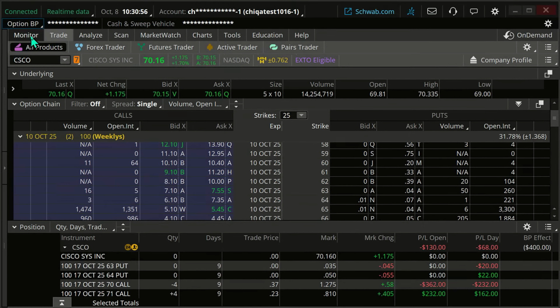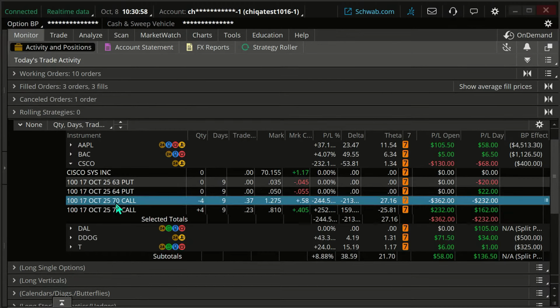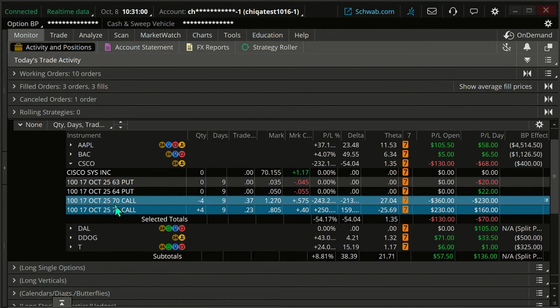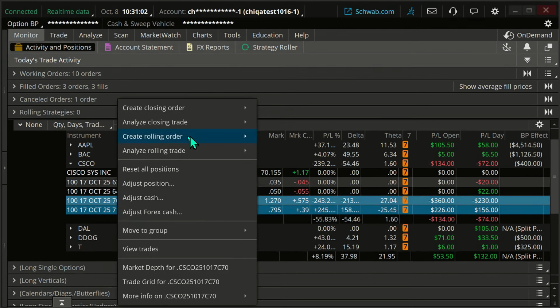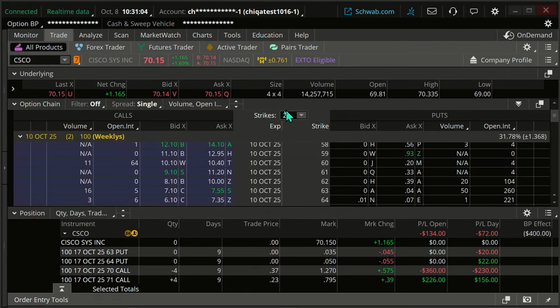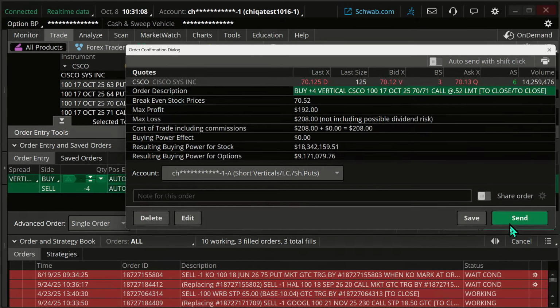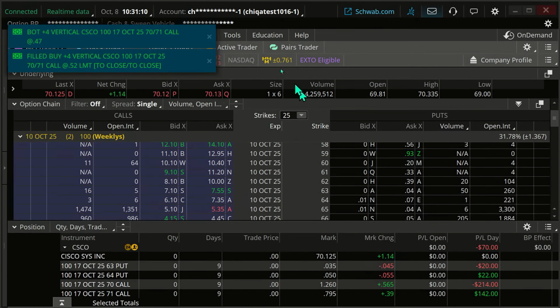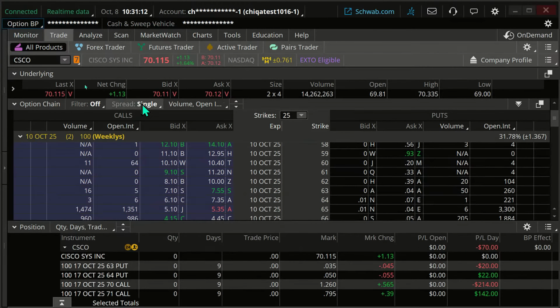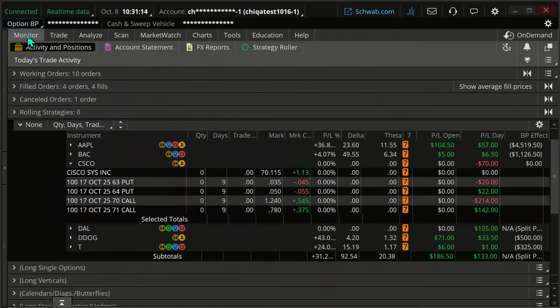Now what we're going to do is go and do the same thing for the other vertical, the 2 verticals that made that iron condor. And again, same thing. We're going to look to get out, and we're out. Okay? So that's our management of Cisco.